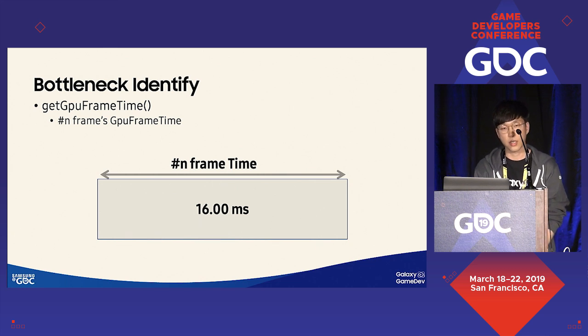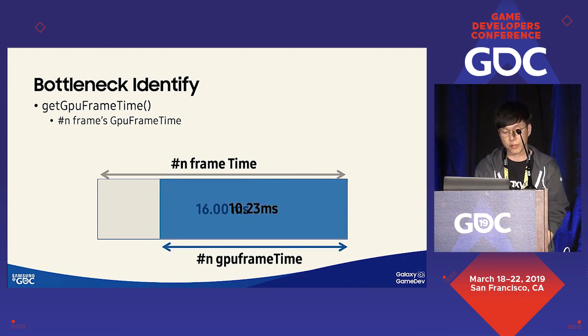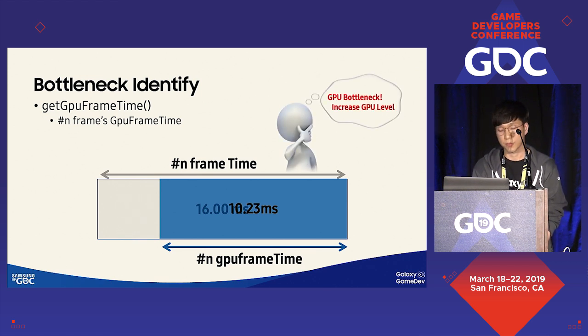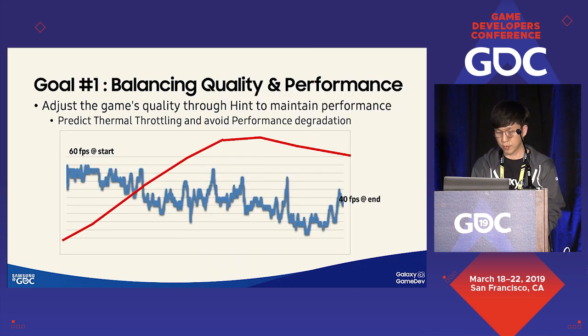With GameSDK, you can identify the bottleneck point. You can get n frames of GPU frame time with the get GPU frame time API. So in this case you can identify the GPU bottleneck, so you increase the GPU level. We will look at how to use GameSDK in several scenarios. So lastly, let me wrap up with the GameSDK goals.